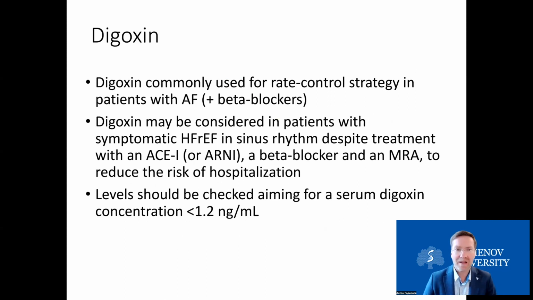Digoxin is the oldest drug which is used until now for heart failure treatment. Digoxin has been used for more than 100 years. It's the only drug from the group of glycosides. Commonly, digoxin is used for a rate control strategy in patients with atrial fibrillation together with beta blockers, but digoxin can also be used sometimes in patients even with sinus rhythm, with symptomatic heart failure, as an additional group of drugs, but it's rather seldom. Often we use it together with beta blockers for rate control in patients with atrial fibrillation.